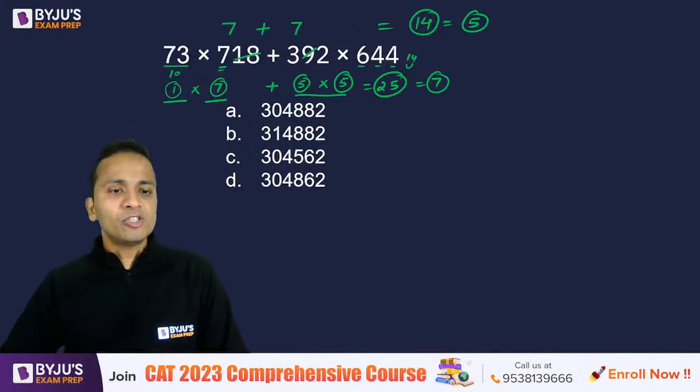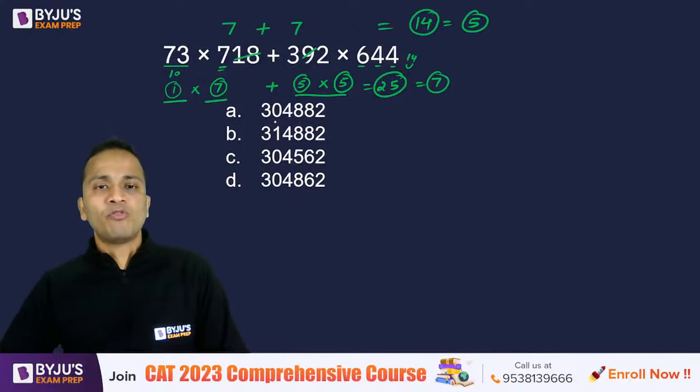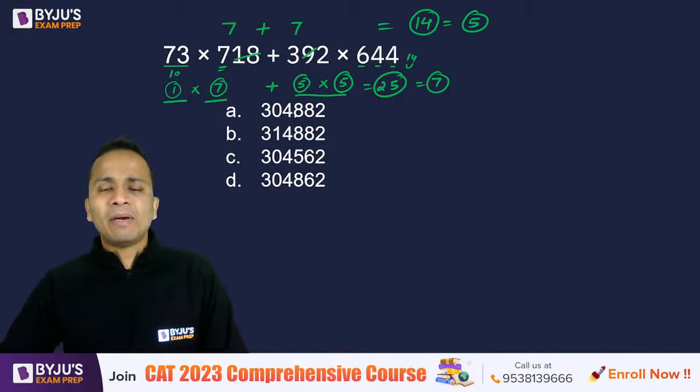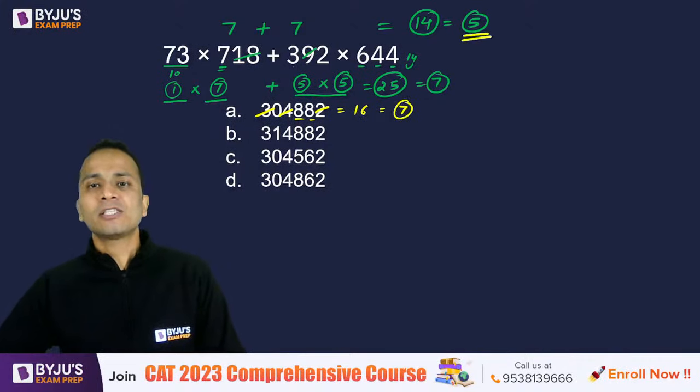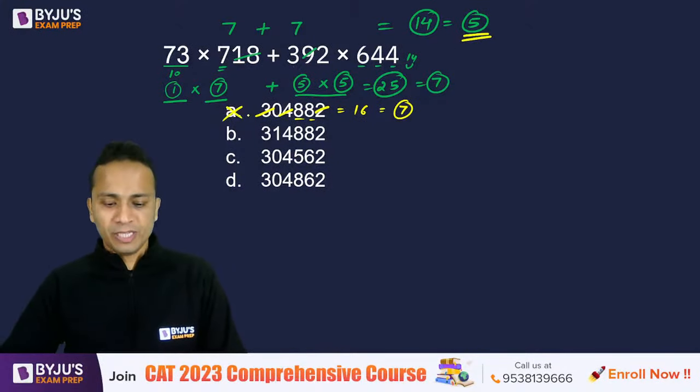Now let's check these options one by one. So first option, am I able to make a 9? So 3 plus 4 plus 2 is 9. So the remaining digits are 8 and 8, that is 16. And 1 plus 6 will become a 7. I need a digital sum of 5. So option A cannot be the answer.